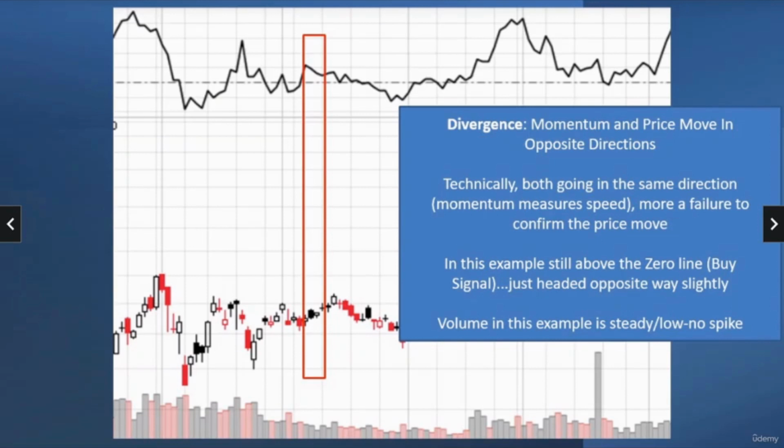And as you see it go down to the right, you'll see how it's now crossing below the 0 line up above in the momentum indicator. And that's what we're looking for: when it crosses below, we want to sell and get out before it goes down further, is the idea.